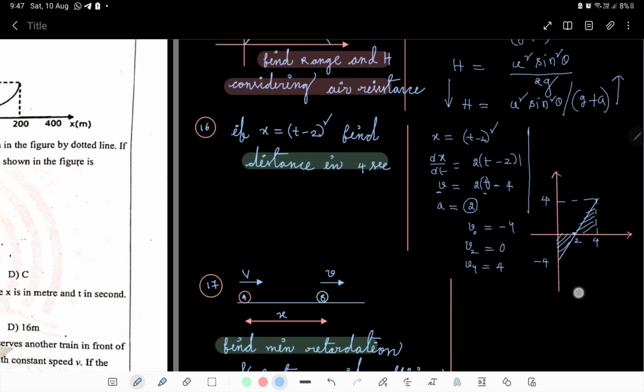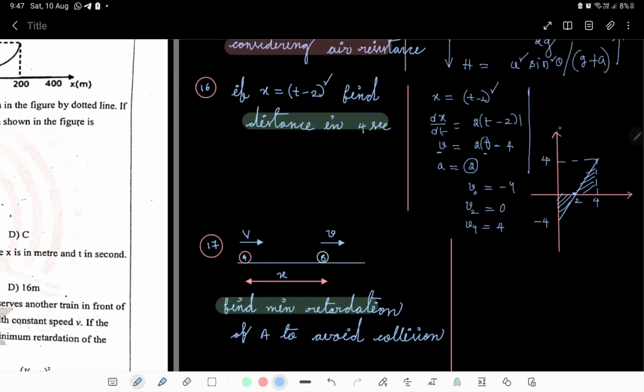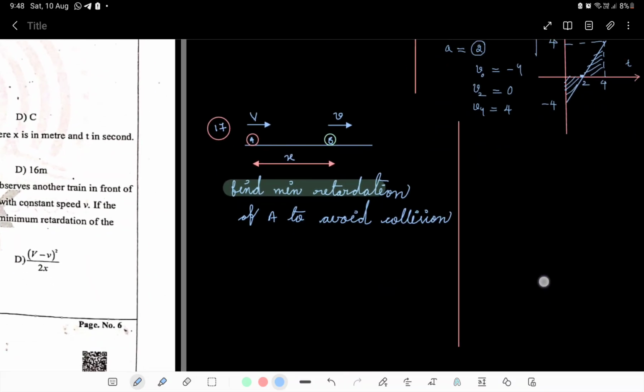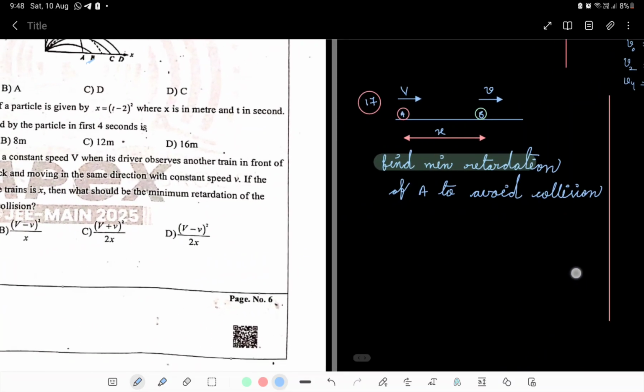Find the two areas and add them, you will get the answer, because it is a velocity-time graph. So if you find the area, there will be displacement, but if you add both the negative and positive, there will be displacement, right? So you know that. Question number 17, that was an easy one.